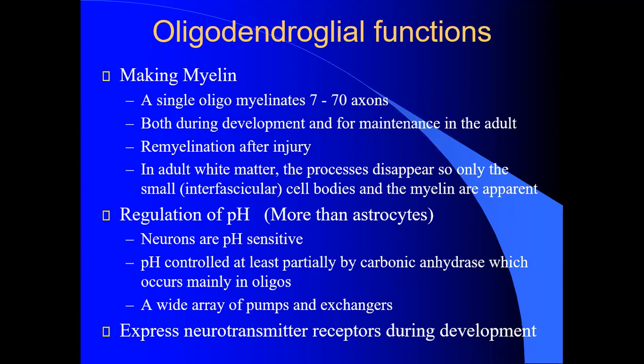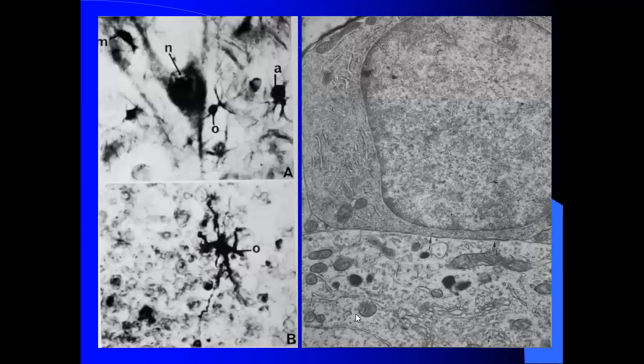Neuron only takes. In this regard, the neuron isn't dealing with it. It's like, take care of me, guys. That's the way it is. The oligo also, however, will express neurotransmitter receptors during development.